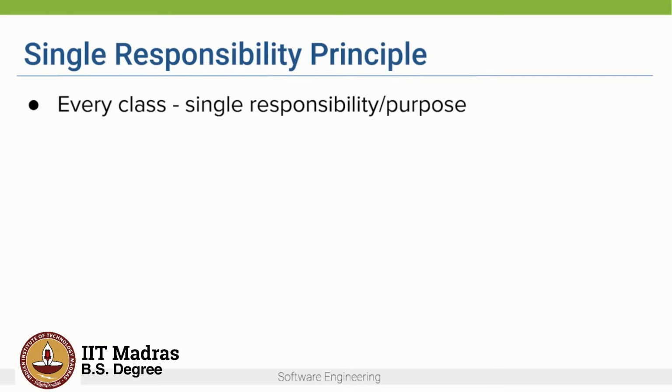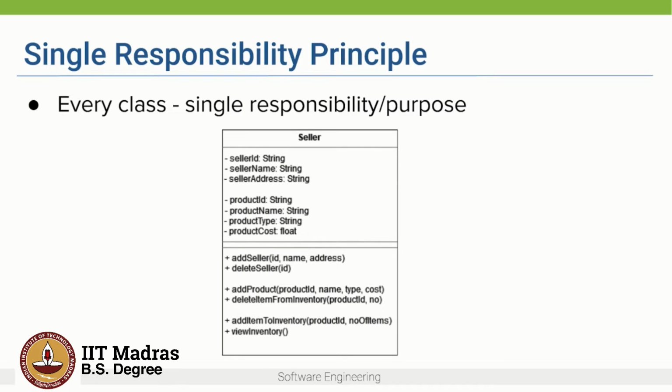Now the first principle is the single responsibility principle. As the name suggests, every class should have a single responsibility or purpose. Every class in your software system should have only one responsibility in the software system. So let's take an example from the seller portal itself.